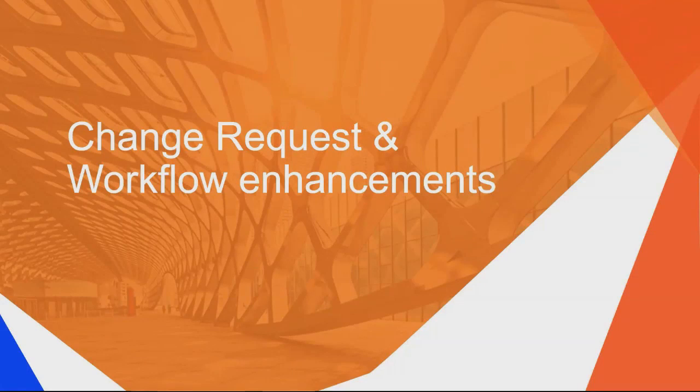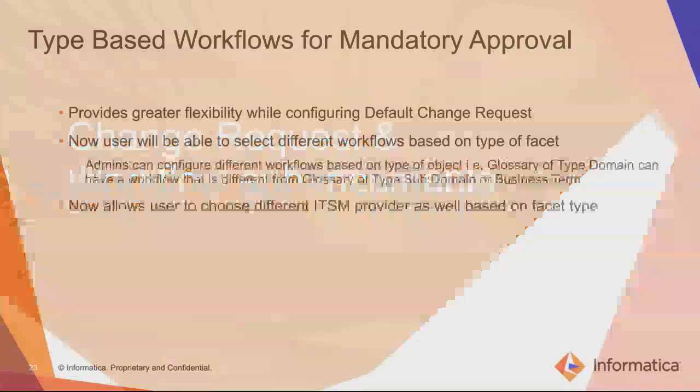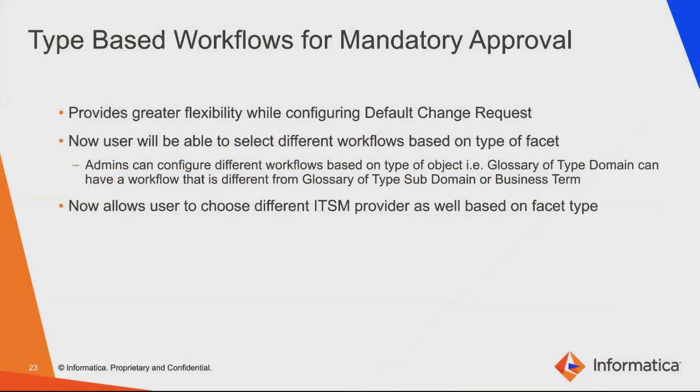The second bucket I want to talk about is around the change request and the workflow enhancements. Now, there are 2 major features there. The first one is the ability to have type-based workflows for mandatory approval process. So mandatory approval is the capability where, as and when changes are made or new objects created, the system will automatically trigger creation of the change request as well as the associated workflow.